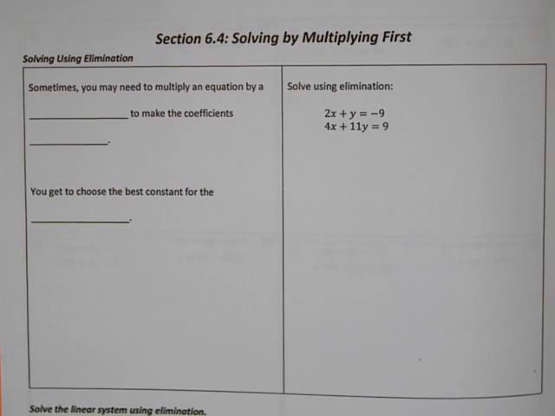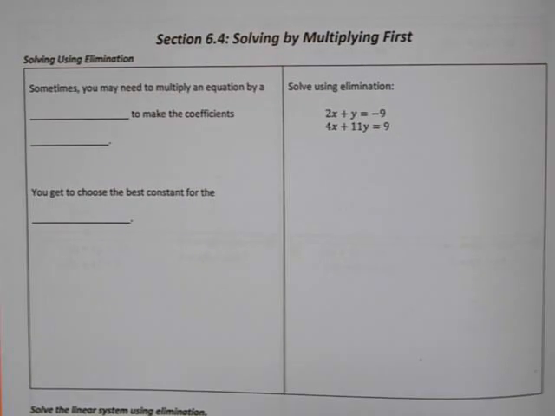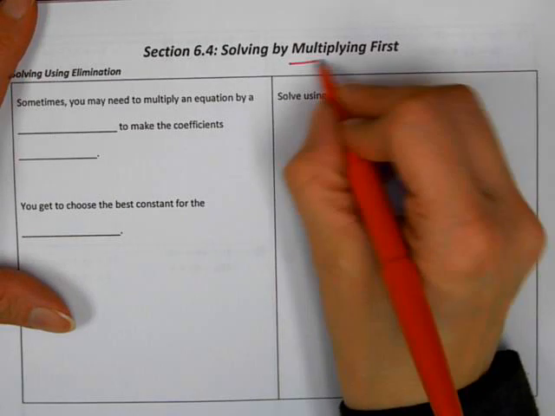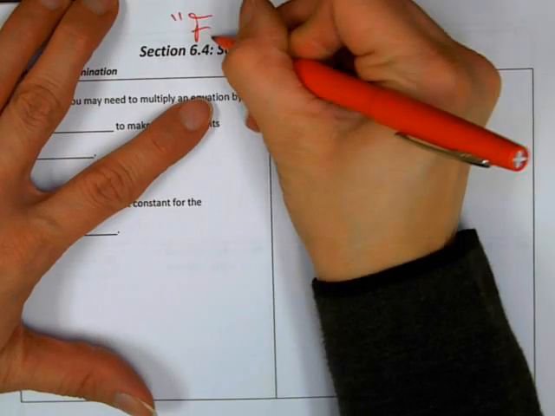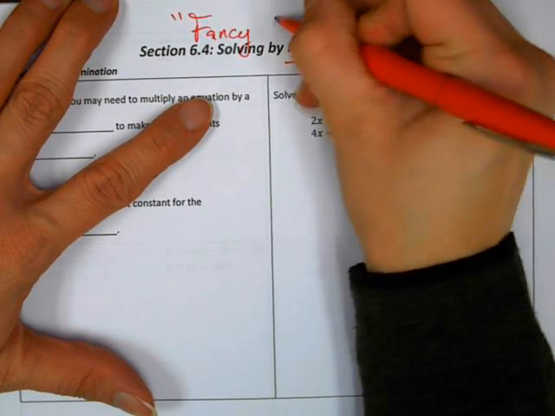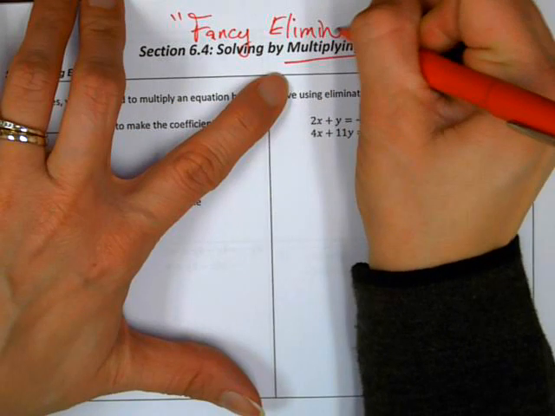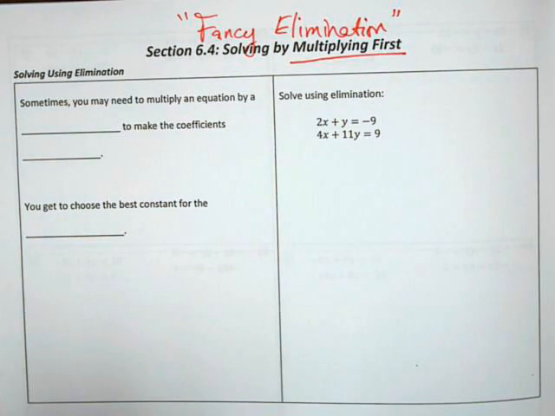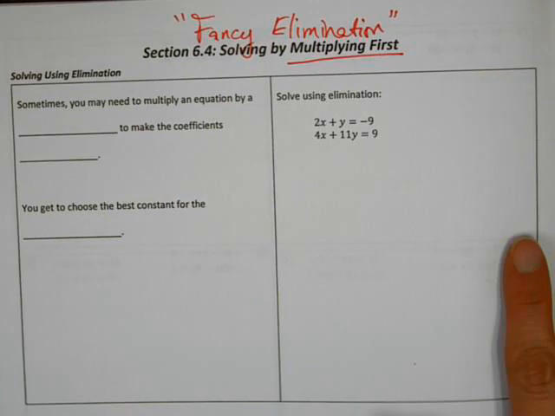Okay, we're back with more systems. Sometimes this section is called fancy elimination. Okay, we have to do some multiplying first, but let's just call this fancy elimination. Okay, because it's still elimination. It just has one or two more little steps in the beginning to get it to work nicely.